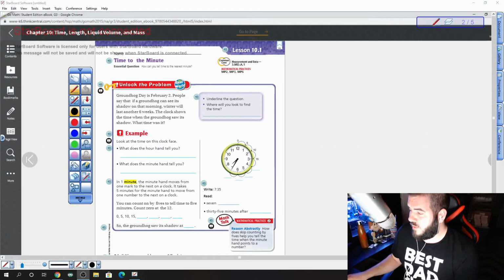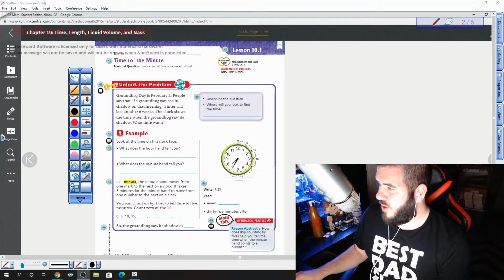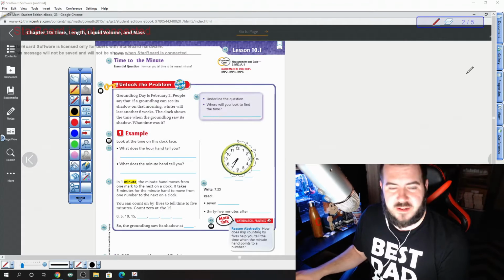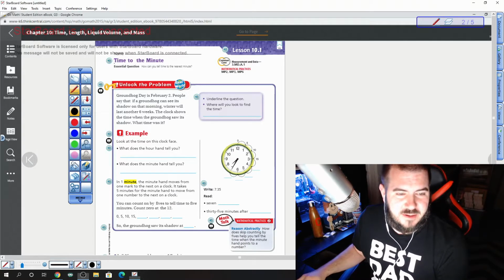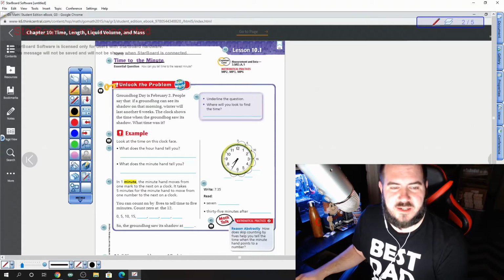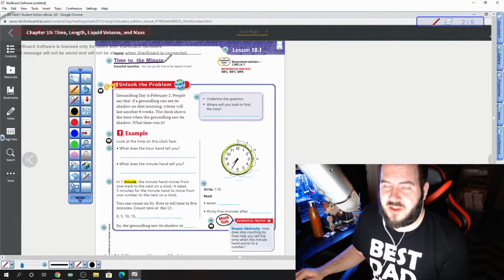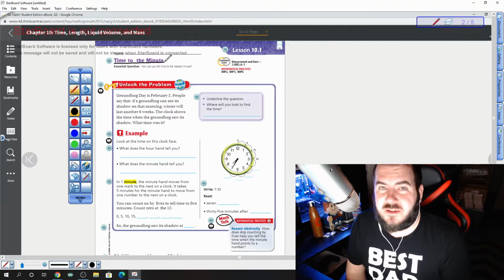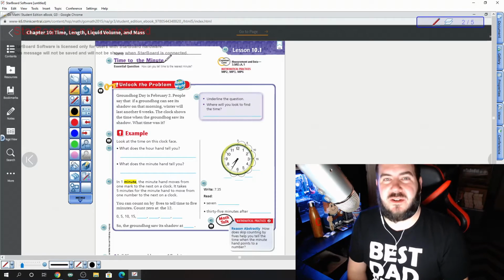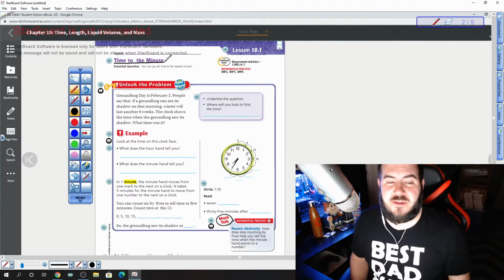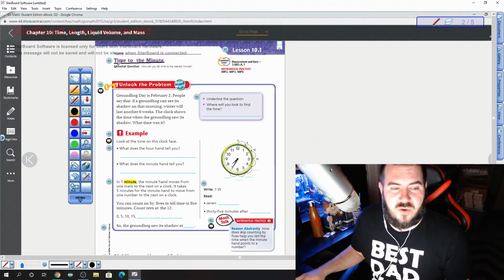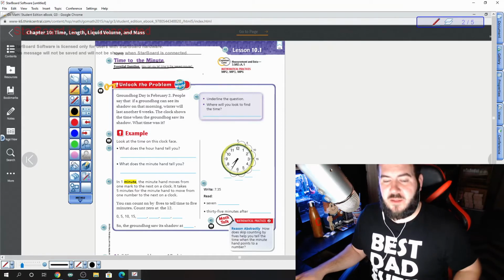Okay, so we are going with lesson 10.1 here. The title of lesson 10.1 is Time to the Minute. So we are learning to tell time. You should have learned how to tell time in 2nd grade to 5-minute intervals and half hours and quarter hours and things like that. You should be familiar with that, but we're going right into time to the minute. Our essential question is, how can you tell time to the nearest minute? So let me show you.